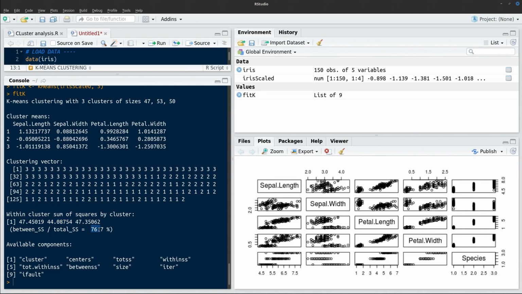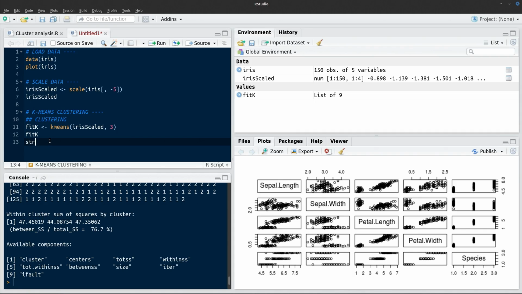And then this is a useful statistic, which is the sum of squares between clusters, so how well the clusters separate from each other, divided by the total sum of squares, so the total variability in the data, and this is expressed as a percentage. And so in theory, the higher this value is, the more of the variability in our data is accounted for by having assigned cluster membership to our observations.